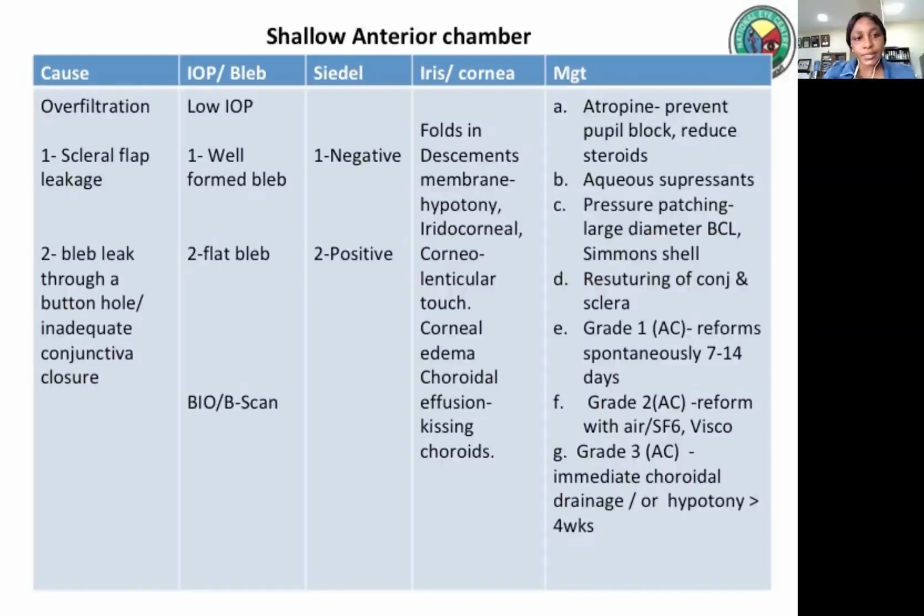Now, in some cases, there may be choroidal effusion, and when one examines the patient, you may notice that there's some kissing choroids, which will be very obvious on the fundal exam and with the BIO, and then with the B scan, you can confirm that. Now, if you have choroidal effusion, a lot of it resolves spontaneously in 2 weeks. But if it persists and the patient's hypotony is worsening, then it would be right for one to go and drain the choroidal effusion.